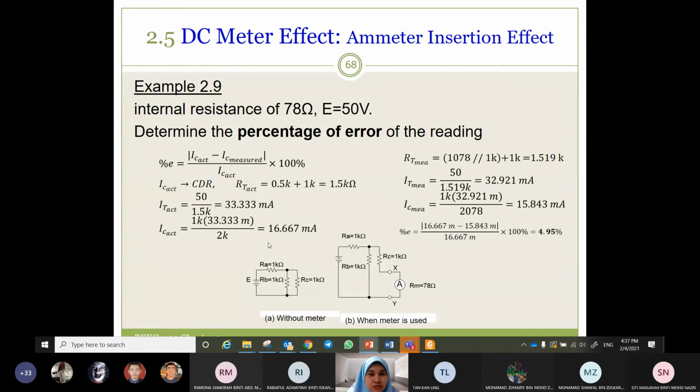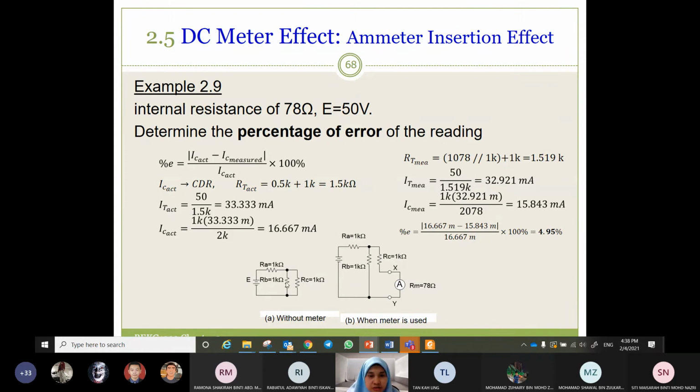So we have to find the total current. We have to find the total resistance first. 1K parallel with 1K, we get 0.5K, and then plus 1K, we get 1.5K. This is the total resistance of this circuit. And then we find the total I. I is equal to V over R, 50 divided by 1.5K, we get this. This is the total current.